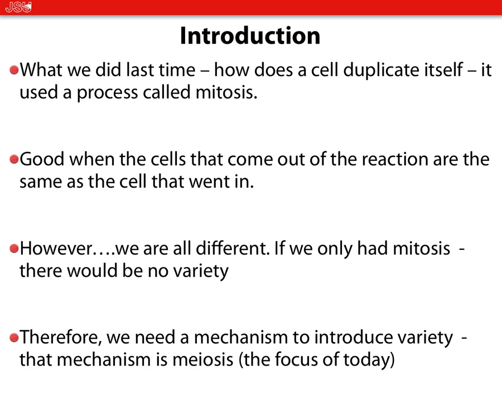Okay? Mitosis is good when we want to make bone cells, when we want to make skin cells, when we want to make a lot of the same cells. That's awesome. But when we want diversity, mitosis does not give it to us. Sure, there's a mutation here and there. For the most part, not really. Meiosis will give us diversity of offspring.